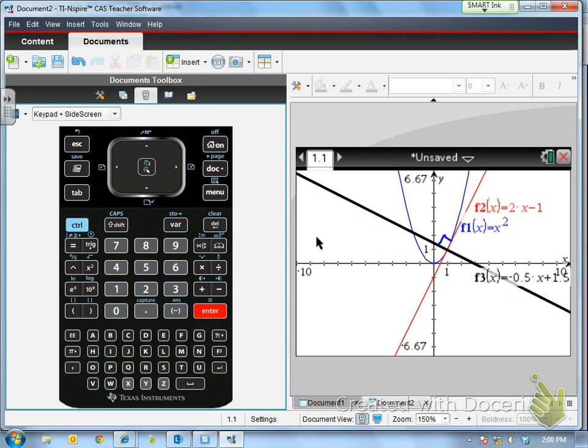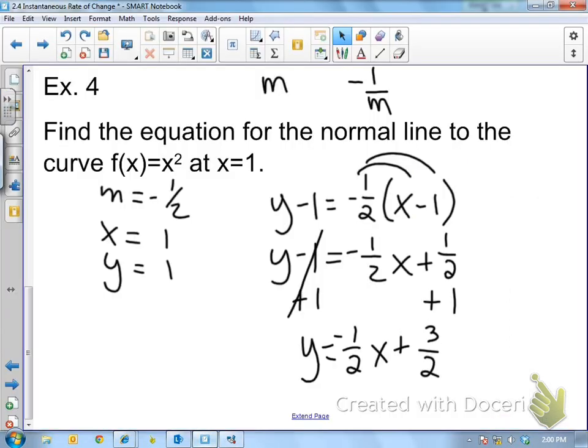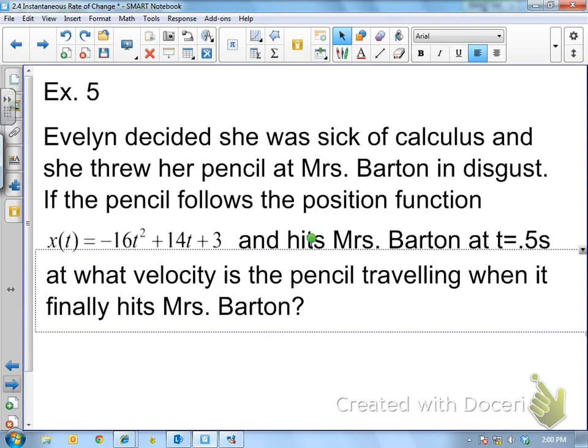I just wanted to put this in terms of a word problem, so we can think about what happens with word problems. So Evelyn decided she was sick of calculus, so she threw her pencil at me. Not just threw her pencil, threw it in disgust. I say we watch an example.